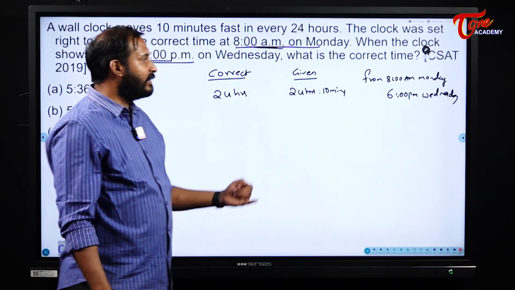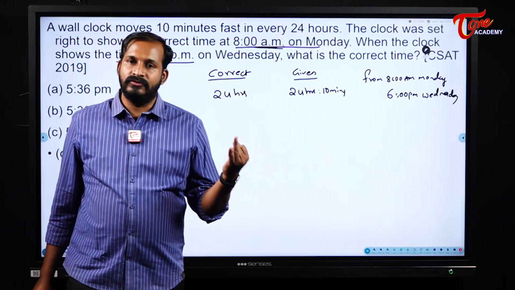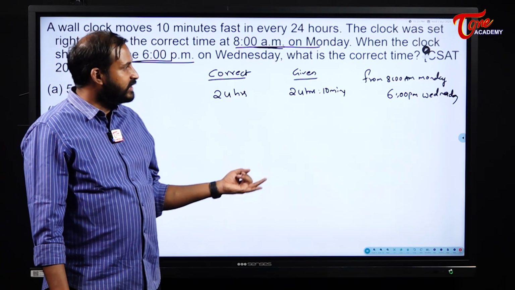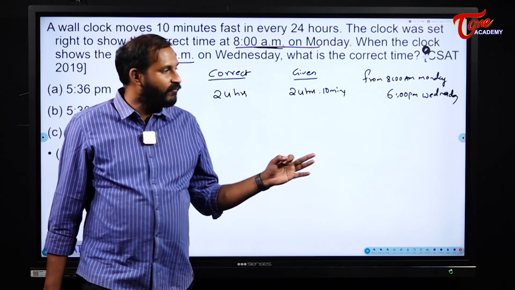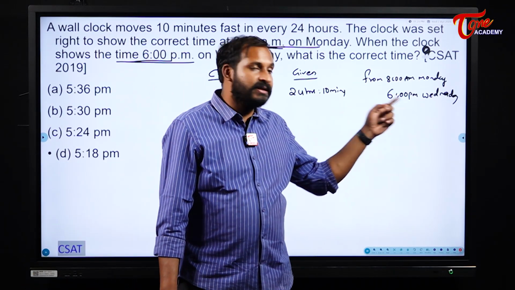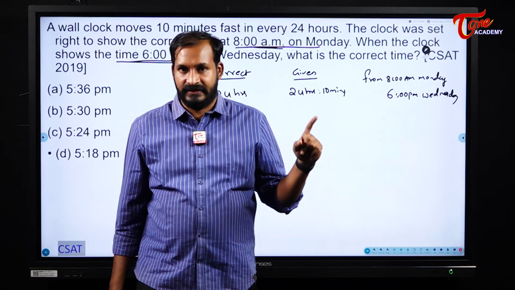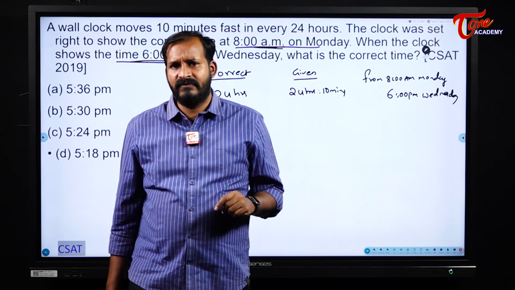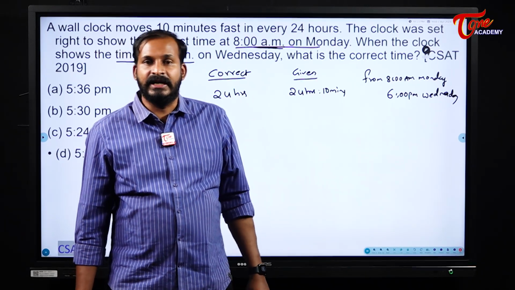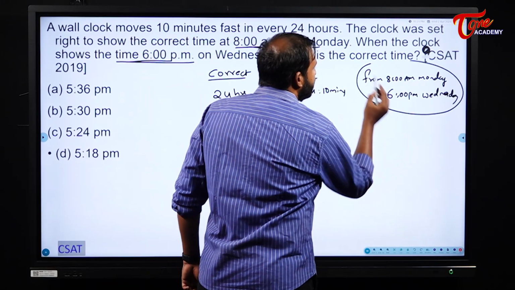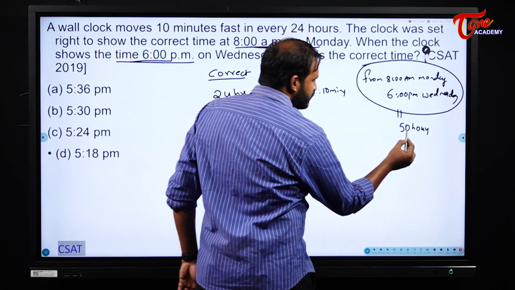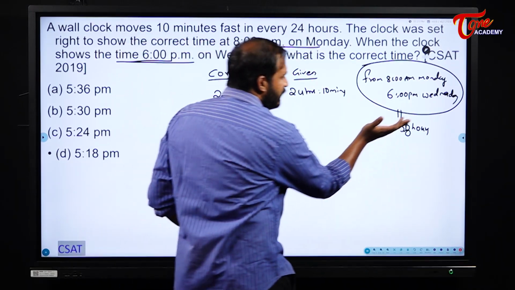8 a.m. on Monday to 8 a.m. on Tuesday is 24 hours. Next, 8 a.m. on Wednesday, another 24 hours. So overall 48, plus 6 p.m., right? 6 p.m. means evening. 8 a.m. to 6 p.m., what is the time difference? 10 hours. So overall, in my given clock how much time has lapsed here? 58 hours, that is 2 days 10 hours.